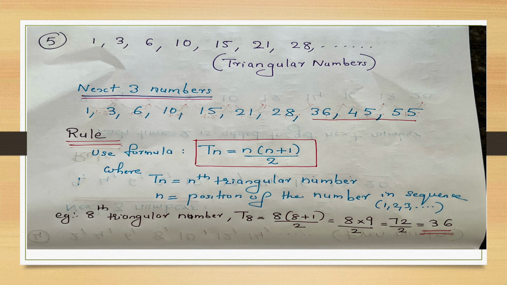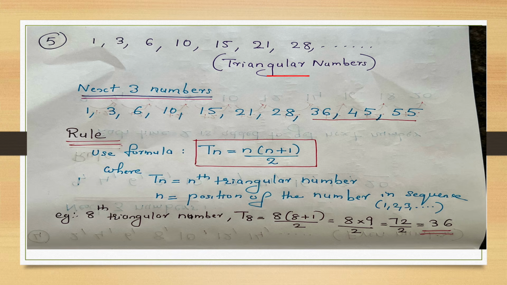Next, we will see another sequence, 1, 3, 6, 10, 15, 21, 28. This is a triangular sequence of numbers. Triangular numbers. What do you mean by triangular numbers? Triangular numbers are a sequence of numbers that can be represented as dots arranged in equilateral triangles.